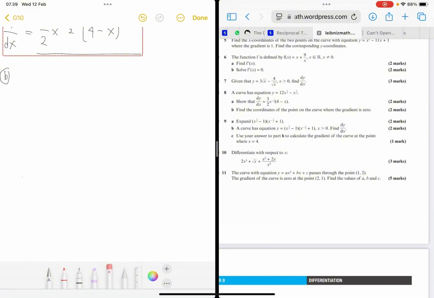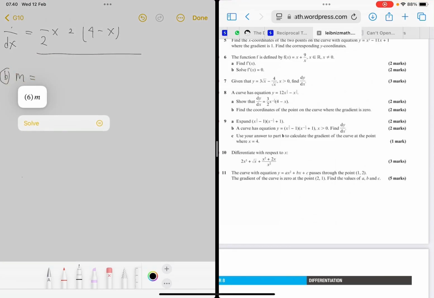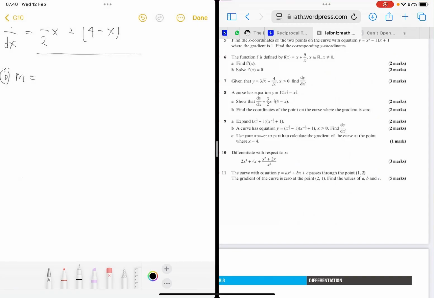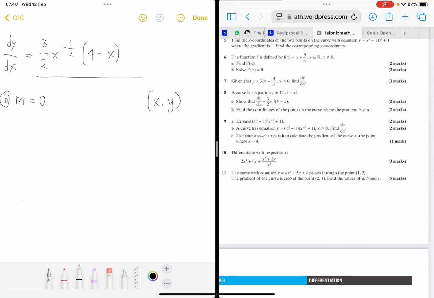Okay, so we have right here part A, part B from number 8. Find the coordinates of the point on the curve where the gradient is 0. Remember, gradient meaning the first derivative. So because we have here gradient equal to 0, I need to write m equal to 0, and then we're going to find the coordinates of the point, meaning we're going to find the specific point, which is x and y. Okay, after that, we have found already the first derivative on the first part, which is the part A. The dy dx is actually 3 over 2 x to the power of minus 1 over 2, 4 minus x.